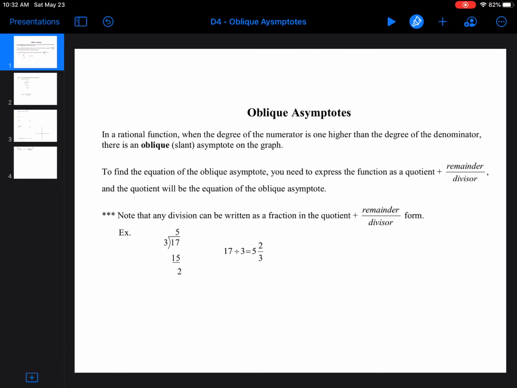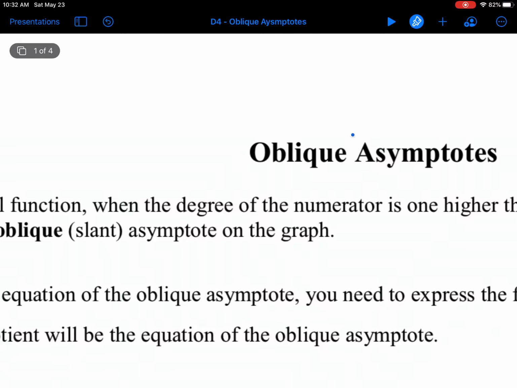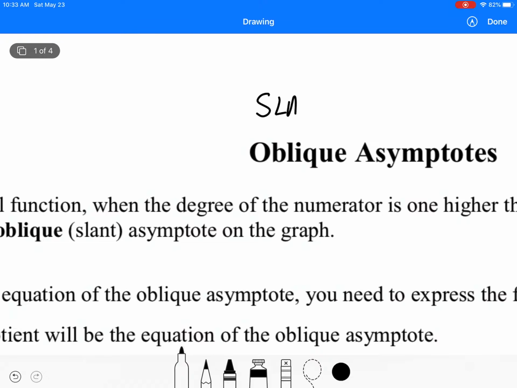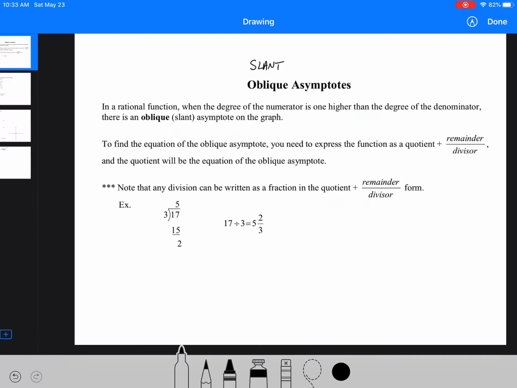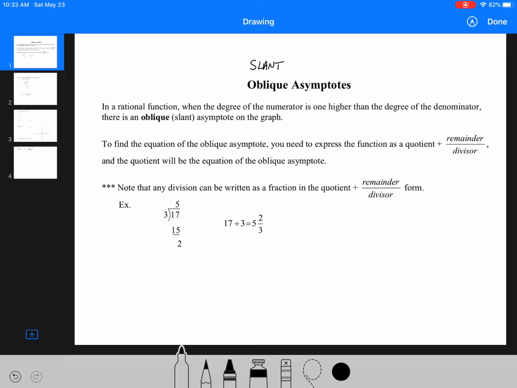Okay, so oblique asymptotes are really also called slant asymptotes. So it's not horizontal, it's not vertical, it's on a slant. The way that this happens is when the numerator is 1 degree higher than the denominator. Okay, now there's a little bit to this, but what you essentially have to do is divide, using long division, the numerator divided by the denominator, and whatever we get as our quotient is going to be our slant asymptote.